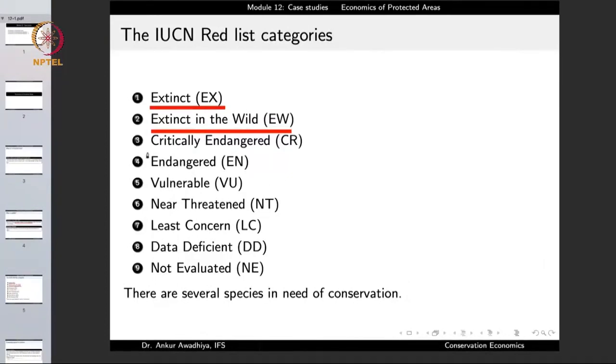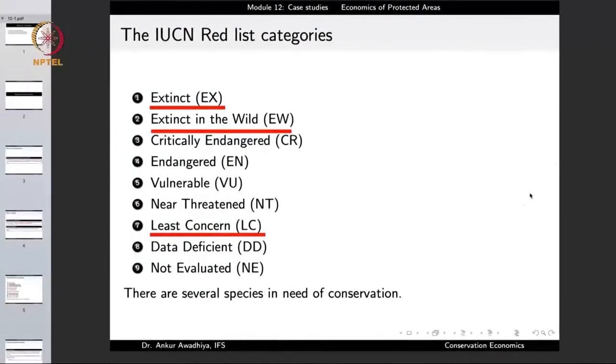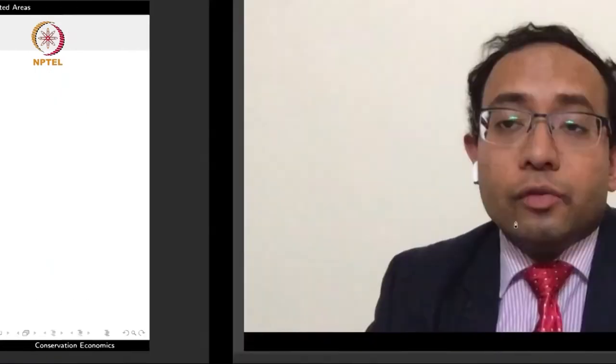Then we have critically endangered, endangered, vulnerable, near threatened and least concern. An organism that is in the least concern category, such as the common dog or the cow, does not need the level of protection that is urgently required for, say, a critically endangered species such as a tiger. Then for a number of organisms, we do not have the data, so we categorize them as data deficient. And then we also have certain organisms that have not yet been evaluated, and we call them not evaluated. So there are several species that are in need of conservation, and the higher a species is on this list, the more conservation it urgently needs.